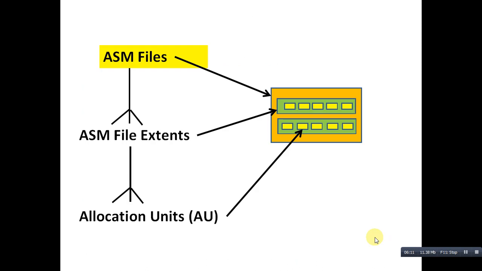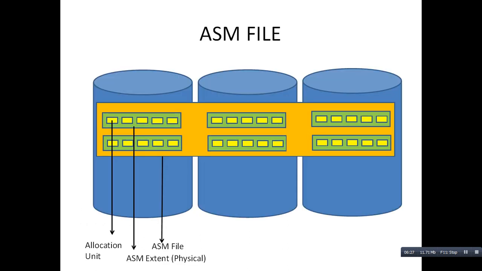The next data structure that is available is ASM files. As I said earlier, an ASM file is a set of ASM extents. The ASM file is striped and spread across all the disks that are available as part of a single disk group.